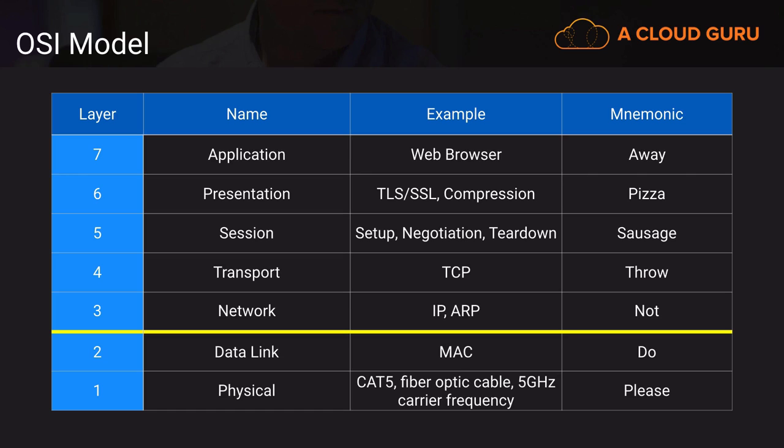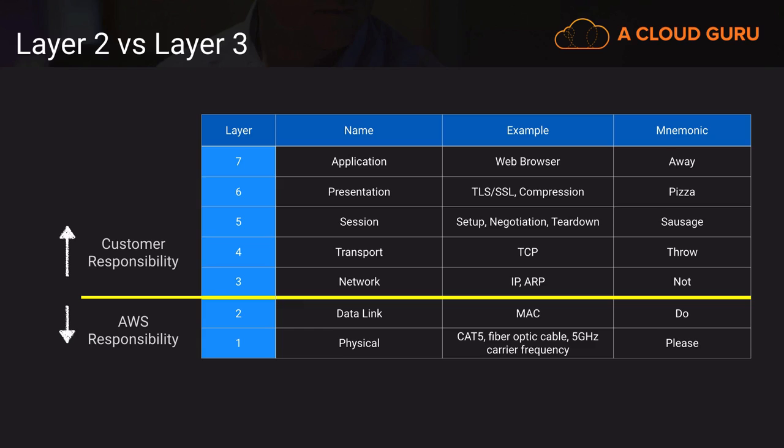Now, the reason I have a yellow line here between layers 2 and 3 is that's kind of a general point of demarcation between what AWS's responsibility is and what our customer responsibility is. So if you recall from earlier study on AWS, a commonly used term is the shared responsibility model. And in networking terms, the line between customer responsibility and AWS responsibility lies somewhere around the border between layer 2 and layer 3. I say around because there are some cases where both the customer and AWS have the ability to reach across that line.